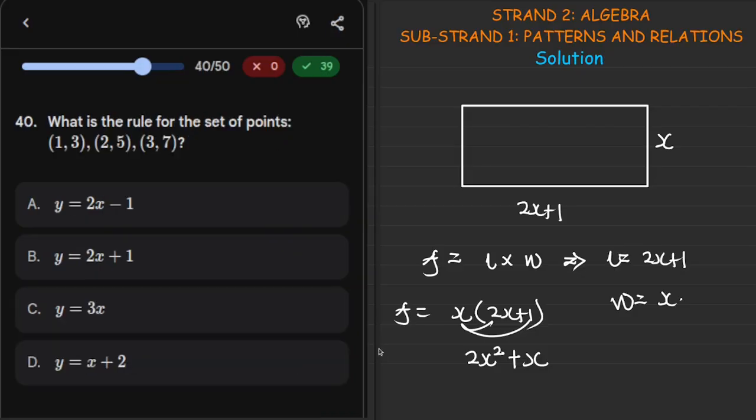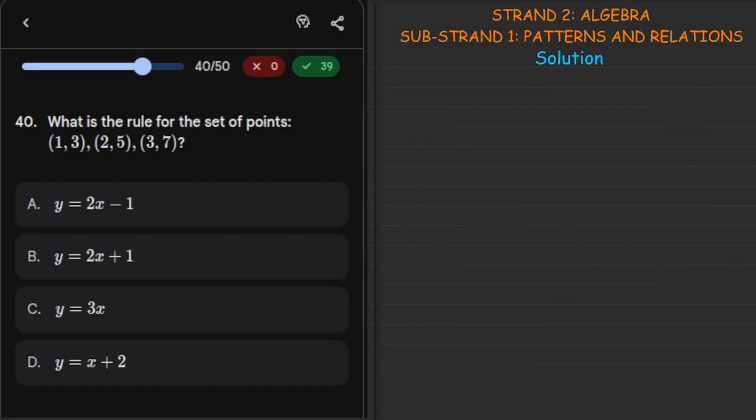Question number 40. It says, what is the rule for the set of points? So you observe the points and then tell us what is happening. 1 changes to become 3. 2 changes to become 5. And 3 also changes to become 7. Now, if this was objective, one sure way to do it is by testing all we have over here. But to solve this as in section B, we need to observe whether it's a linear function or not.